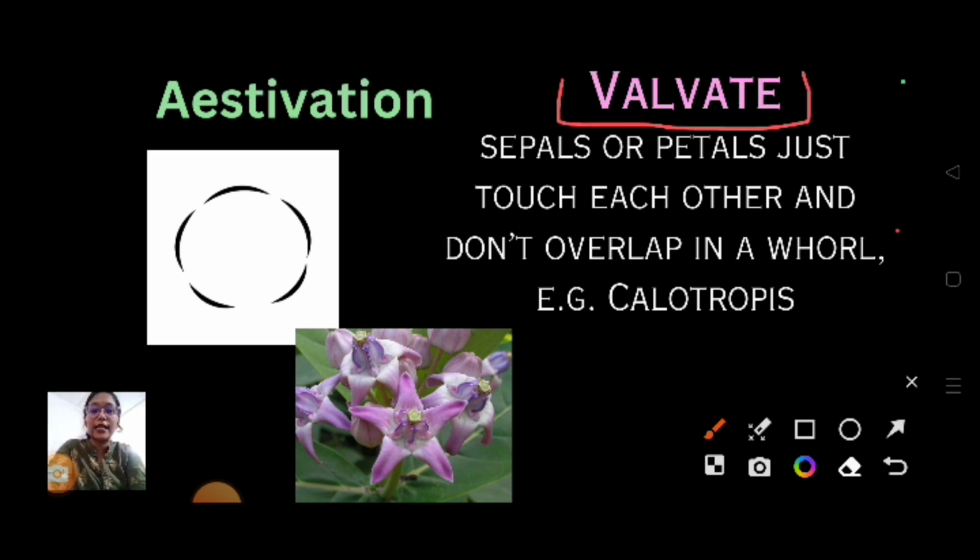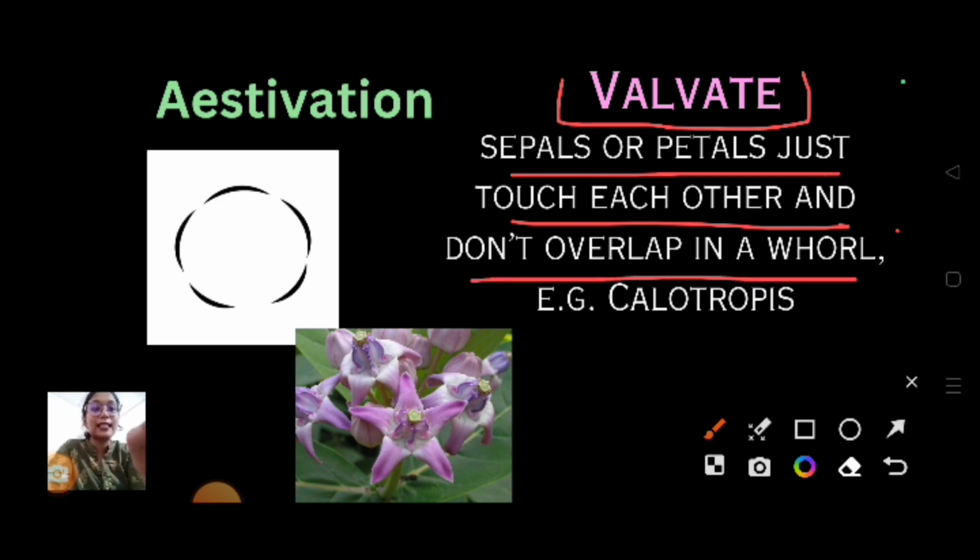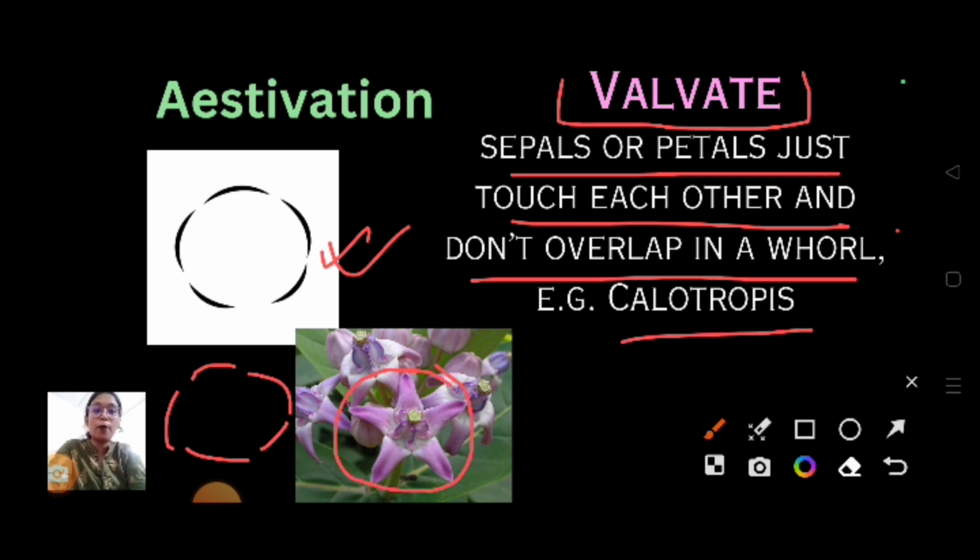In the case of valvate type of estivation, petals or sepals just touch each other and do not overlap in a whorl. In this figure, can you see? The petals and sepals just touch each other, and do not overlap. In this plant you can see, Calotropis plant, this is a Calotropis plant. The petals you can see are not united, they are free, and just touch each other. So it is following this condition, valvate type of estivation. Is it clear?